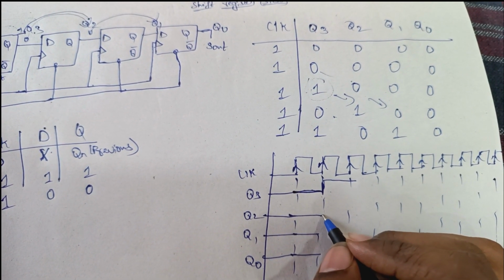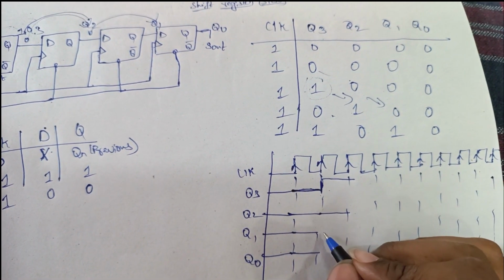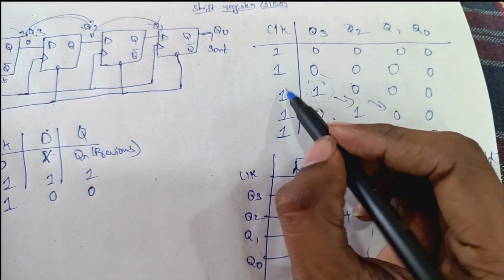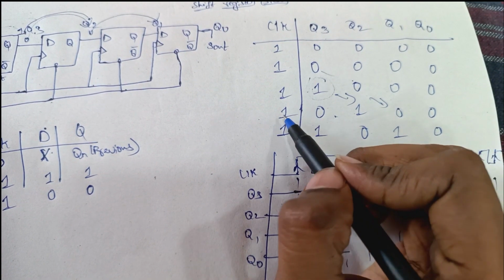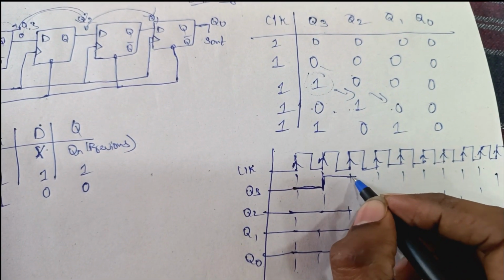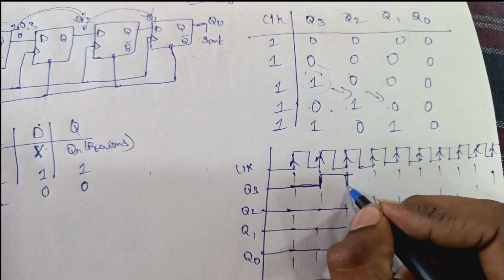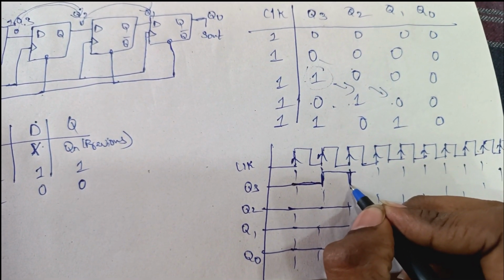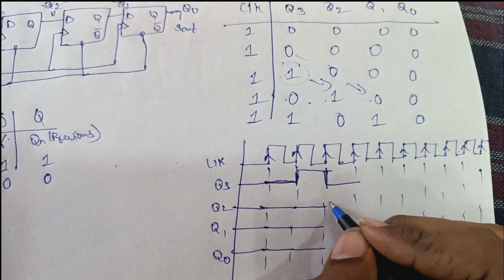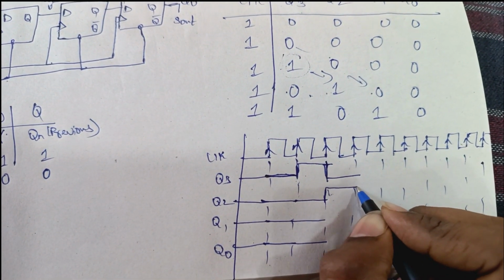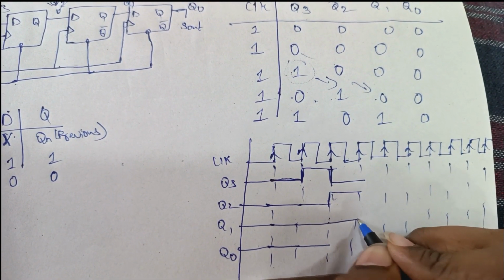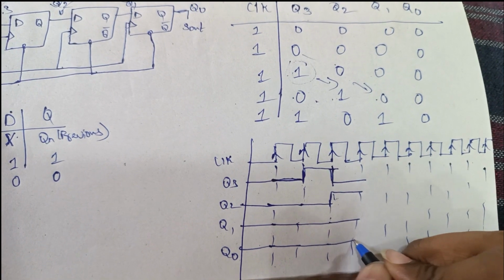Here, Q2 will be 0, and Q1 will continue to the next state, and Q0 will also continue to the next state. Here next, Q3 is 0, Q2 is 1 and Q1 is 0, right? So here Q3 will again come to 0, Q2 will be 1 and Q1 will be 0, and Q0 will be the previous state.